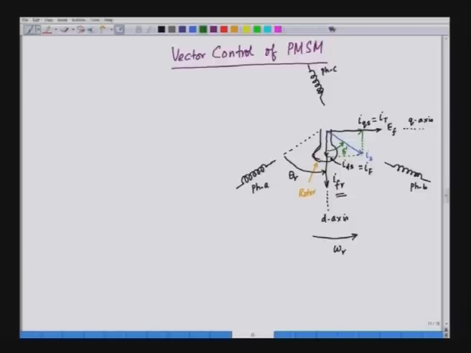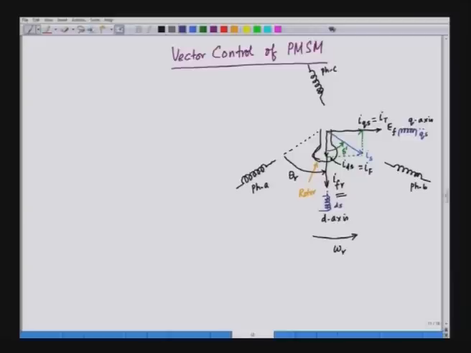So, we have already derived the equations for the d axis and q axis. The d axis stator winding is housed here, so we can call this ds, the stator winding in the d axis, and this winding is qs, the stator winding in the q axis. So, this dq reference frame is attached to the rotor, and this IT and IF are the currents in the rotor reference frame.